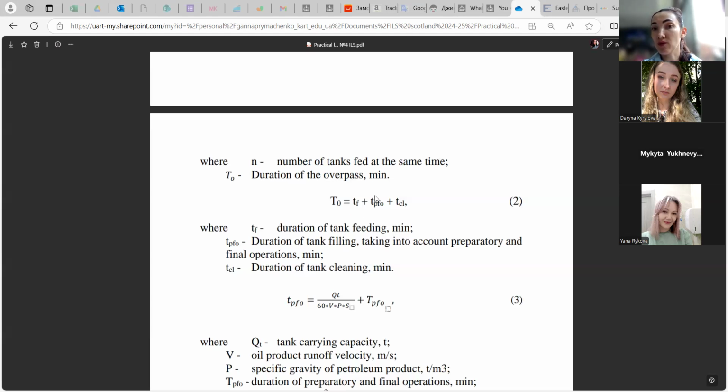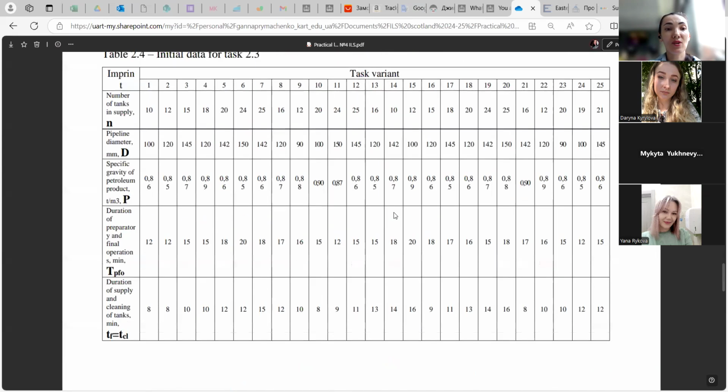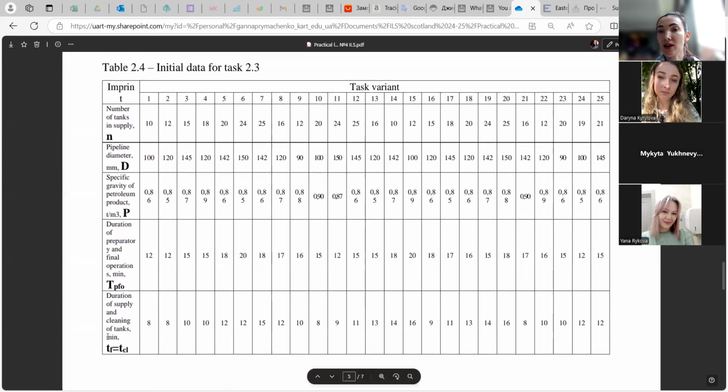T with index F is the first parameter in our formulas, the duration of feeding. And the last parameter in our formulas is the duration of cleaning in minutes, which is the same. So we can find it in our table 3.4 and use it in our formulas. Okay, I also write it here. It is the last line on this list in our table.